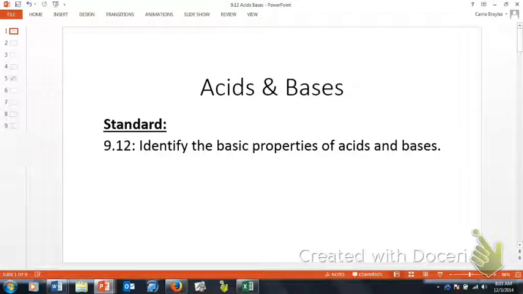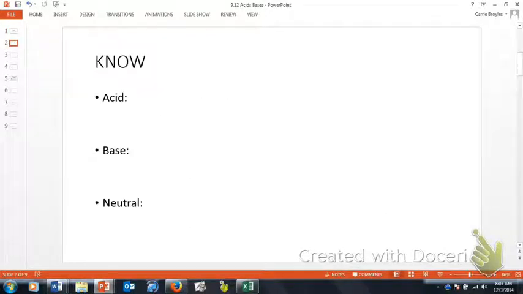Our next fun sheet will be on acids and bases. This particular standard is 9.12 and says that you need to be able to identify the basic properties of acids and bases. So, there's a couple of things, of course, that we need to know up front, and that would be the definition of what an acid is.